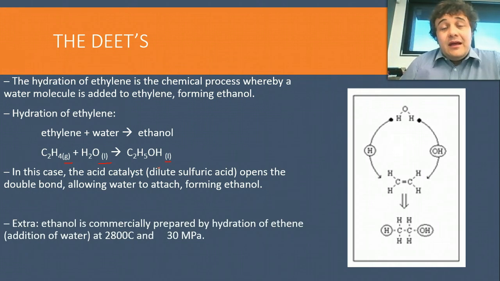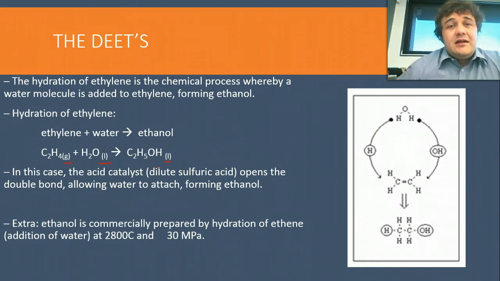So it is produced commercially. Ethanol is commercially prepared by the hydration of ethene or ethylene. So it's taken as a fraction through cracking from natural gas, and we can make ethanol commercially at about 2800 degrees Celsius and at 30 megapascals. So that's fairly hot, and at a decent pressure.